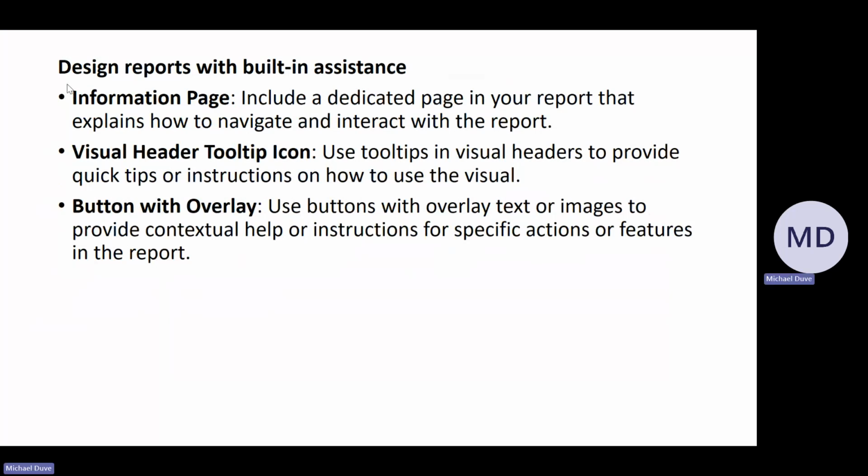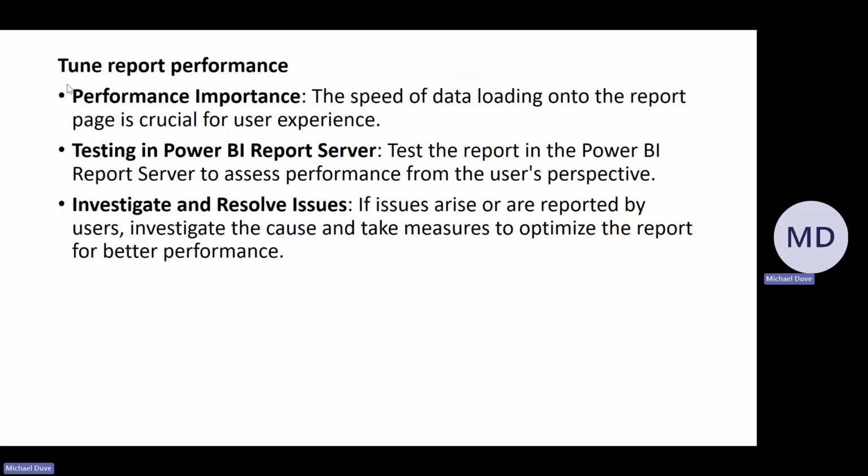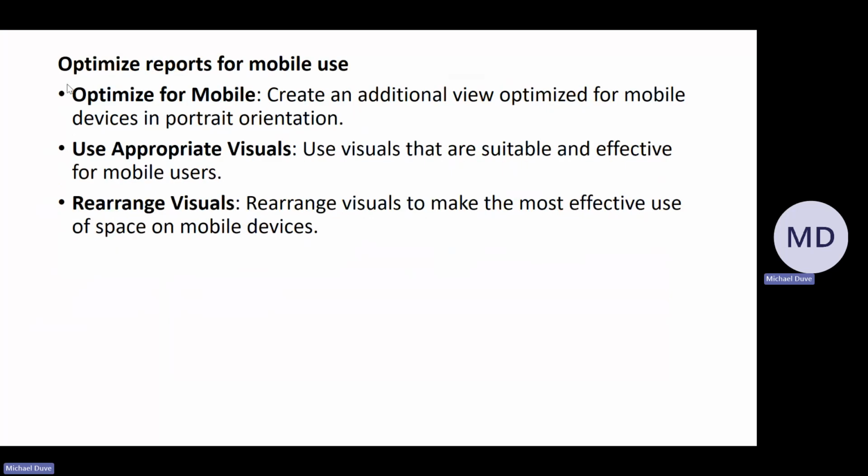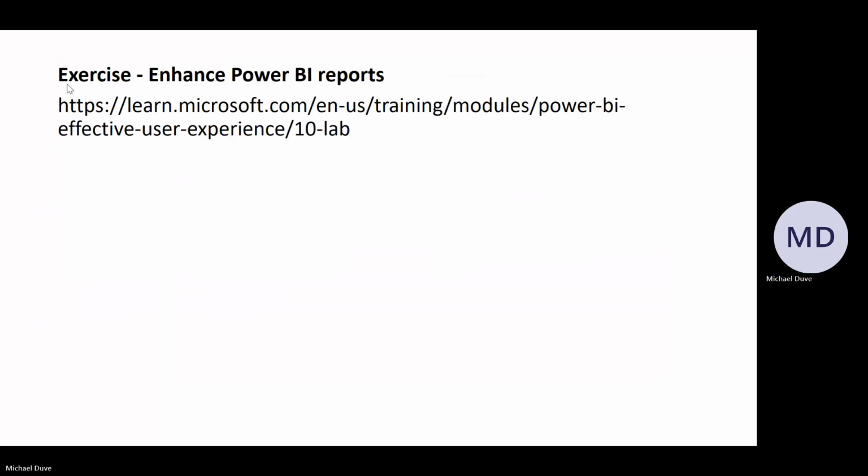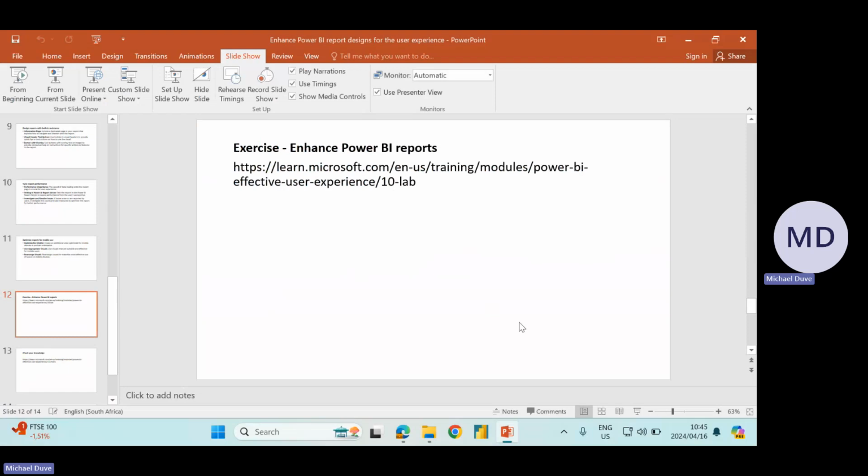Okay, so let's move on to the next part, that is tune report performance. When you tune report performance, there's performance importance, then testing Power BI report server, then investigate and resolve issues. So I will also share the slides with you. Then you can also optimize reports for mobile use, that is, use appropriate visuals, then rearrange visuals. And so the exercise as usual, we are on enhanced Power BI reports.